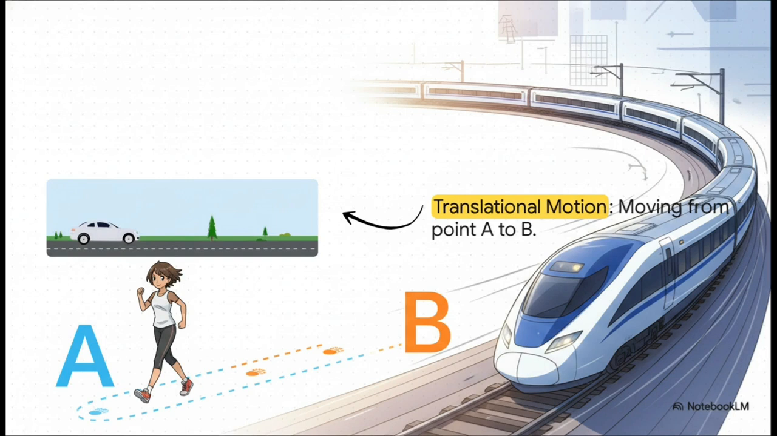This is simply the straight-ahead, everyday zoom of a car cruising down the highway. The entire object moves from point A to point B in space. Basically, when you walk down the hall or a train rolls down the tracks, that is translational motion.